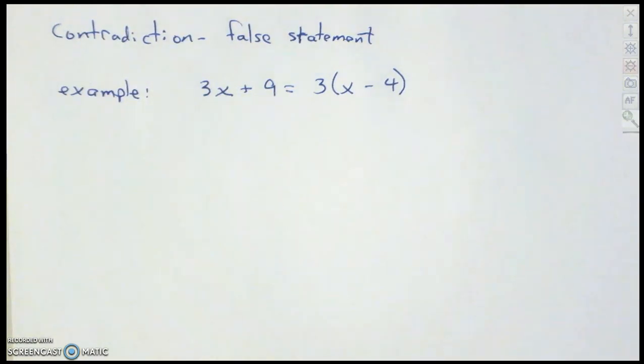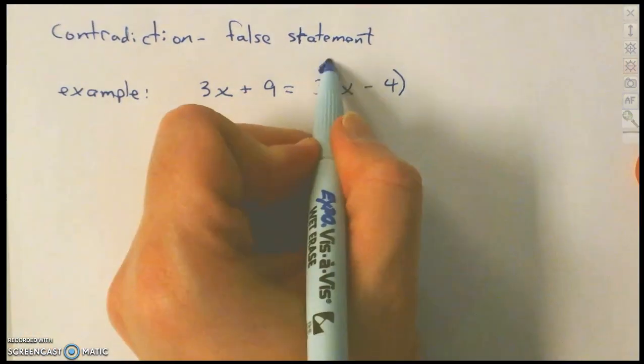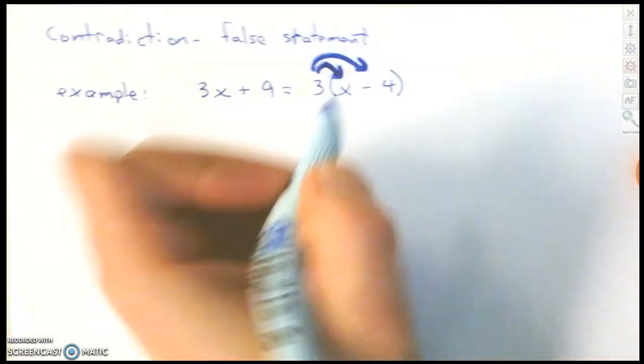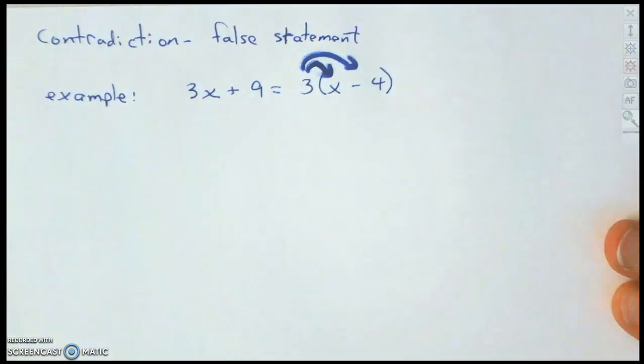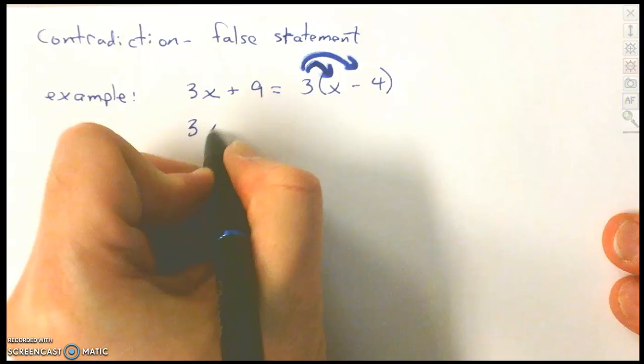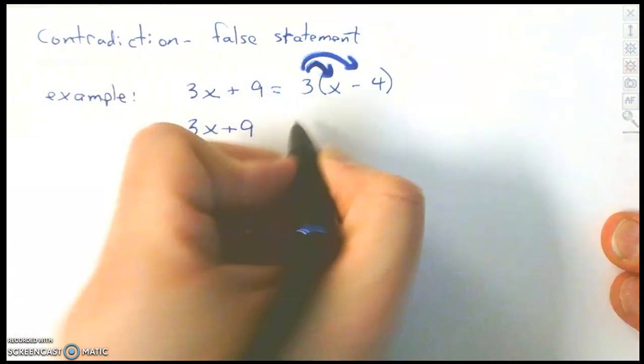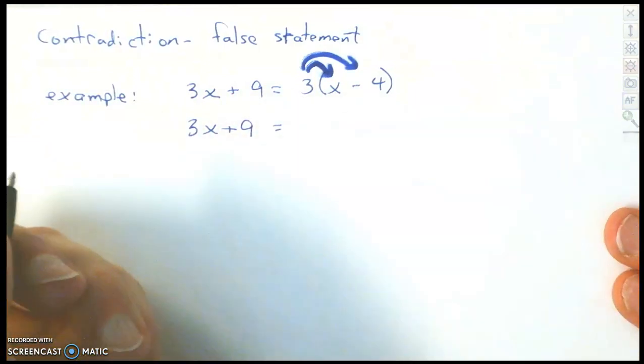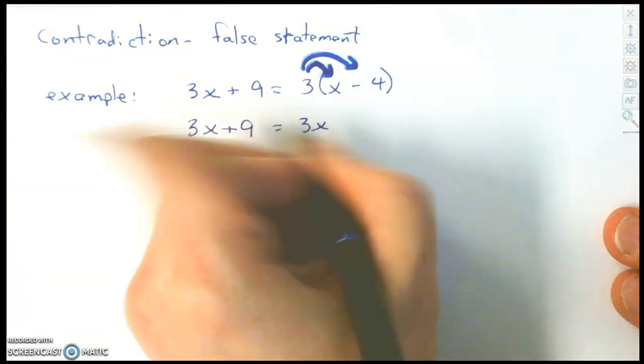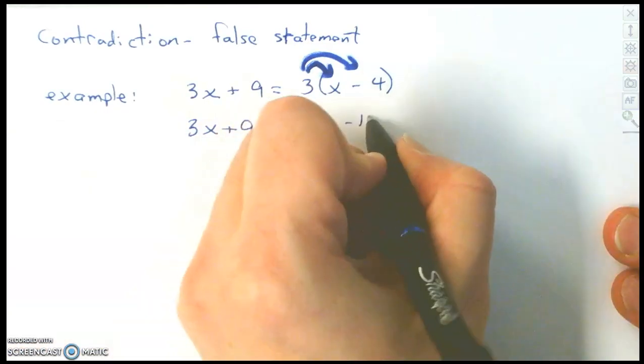Now this one's going to be a contradiction because if I distribute that 3 through on the right-hand side, then what am I left with? I'm left with 3x plus 9 equals 3x minus 12, right?